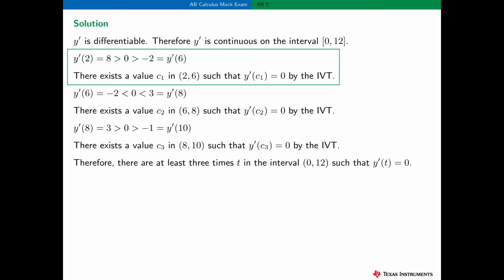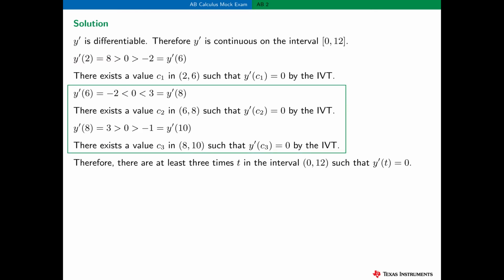From the table, I can see that 0 is between y prime of 2 and y prime of 6. Therefore, by the intermediate value theorem, there must be at least one value, let's call it c sub 1, in the open interval 2 to 6, such that y prime of c sub 1 is equal to 0.